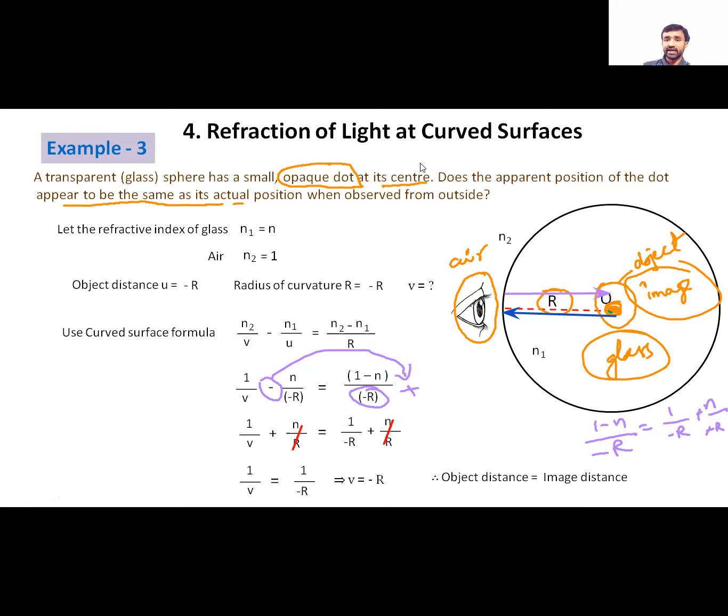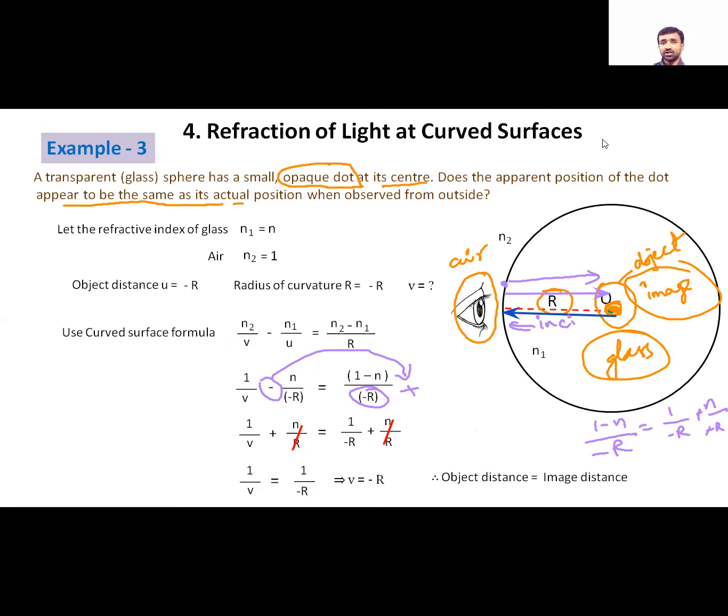The negative sign indicates that we measure that distance opposite to the incident light ray. Here the incident light ray is towards the left, right? And your measuring direction is towards the right. So both are opposite, and we take it as negative. So the object distance and image distance are the same and on the same side. So where you can see that opaque dot.